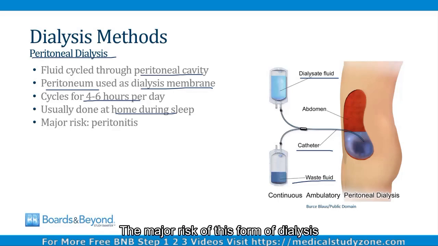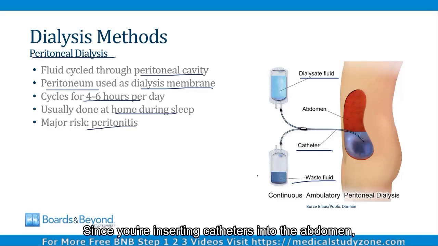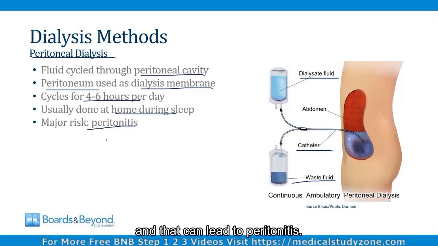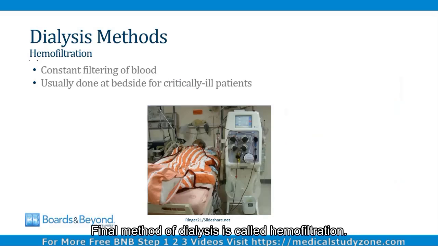The major risk of this form of dialysis obviously is peritonitis. Since you're inserting catheters into the abdomen, what can happen is the catheters can have bacteria and that can lead to peritonitis. Final method of dialysis is called hemofiltration.